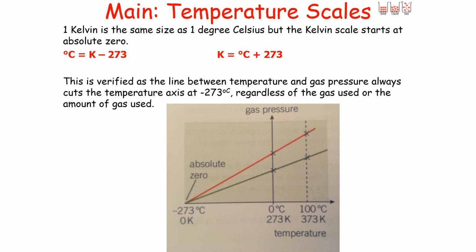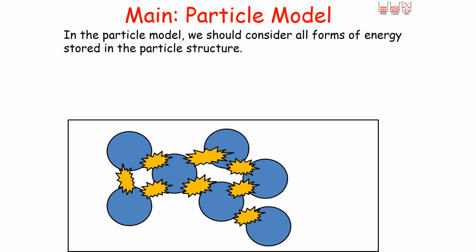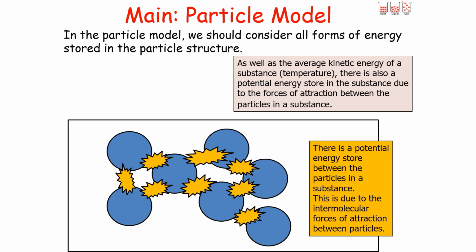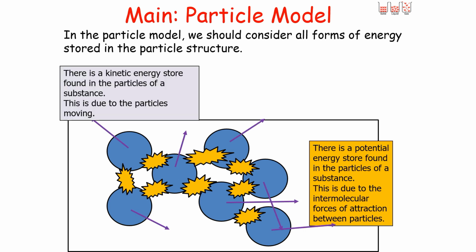Now in the previous statement we talked about internal energy. In the particle model we should consider all forms of energy stored in a particle structure. As well as the average kinetic energy of a substance, which links to the temperature, there is also a potential energy stored in the substance due to the forces of attraction between the particles. This potential energy is due to the intermolecular forces of attraction between the particles. And there's also the previously mentioned kinetic energy store found in the particles of the substance due to the particles moving.